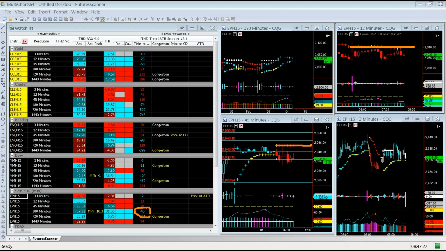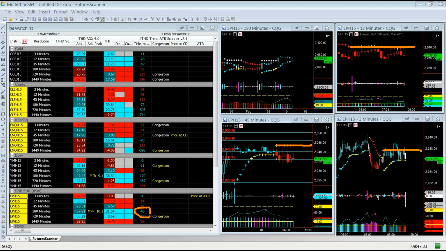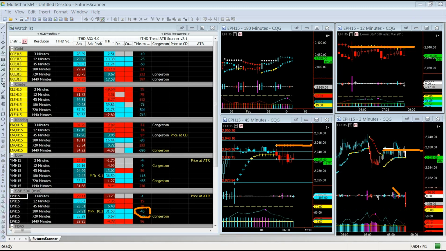Now you also see over on the 3-minute, you had a line of congestion dots. Initially, they did break through it, but right up at the top, again, you had that diverging volume. You also had the diverging volume here. That coincided with it being at the ATR up here. Now, if you were really good at reading your charts, you probably could have entered right there.